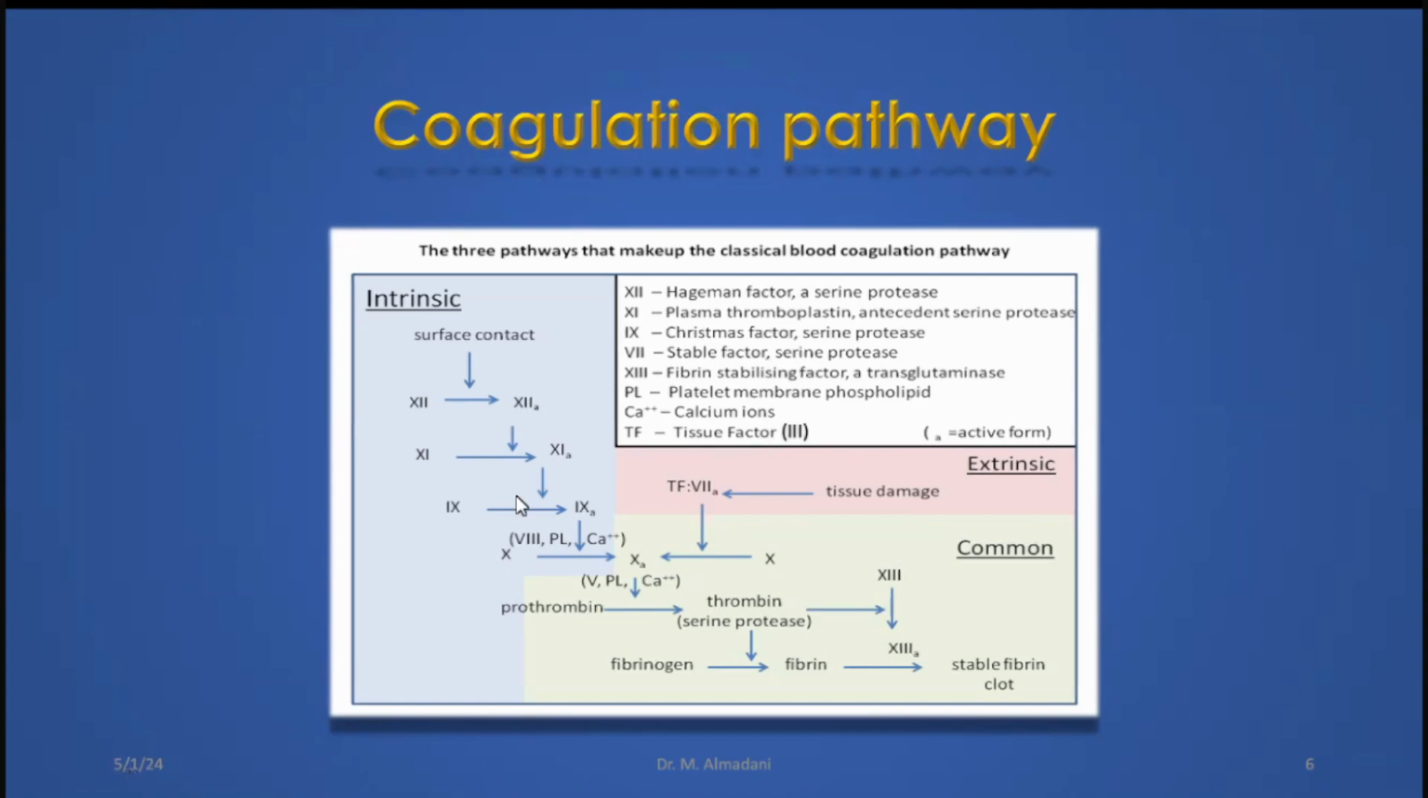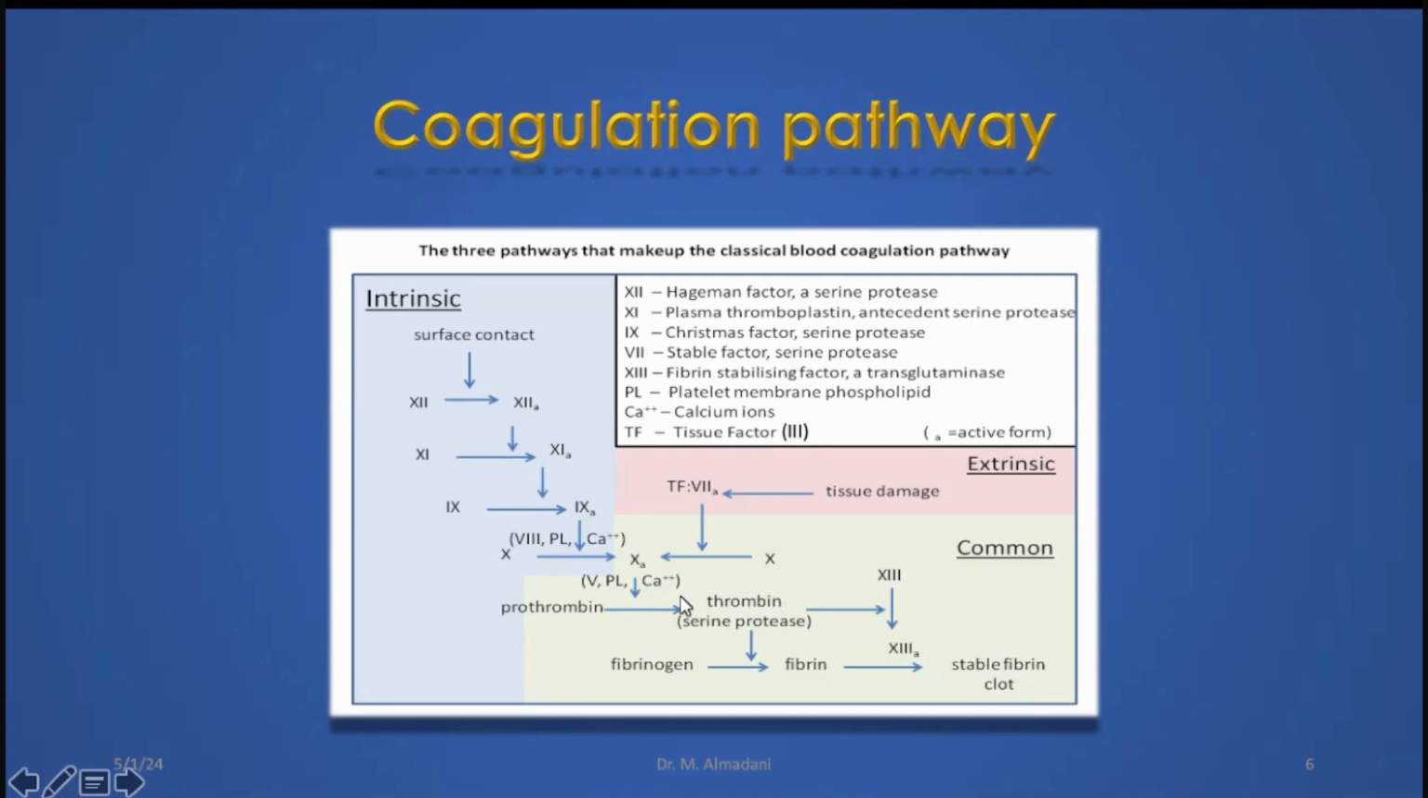Once factor number 10 has been activated, prothrombin will be converted to thrombin, as if prothrombin is the proactive or inactive form of thrombin. So factor number 10 will convert prothrombin to thrombin.